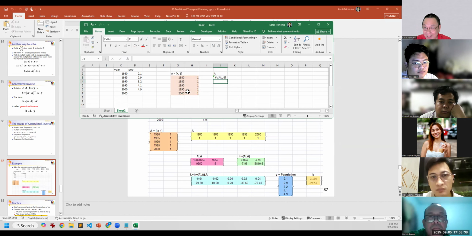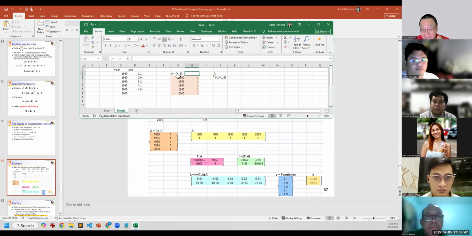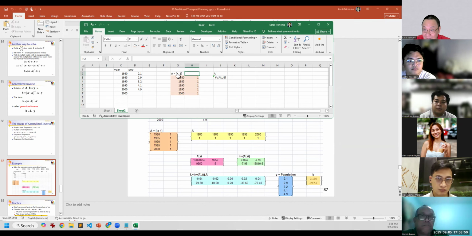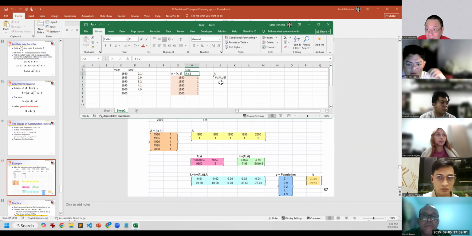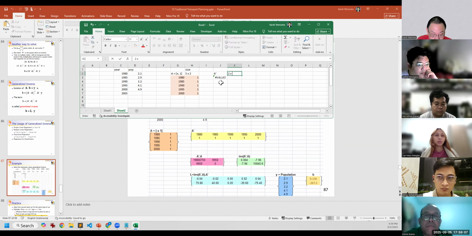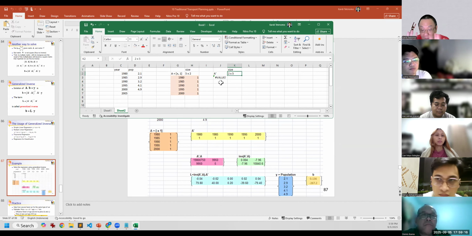No problem. Remember, what is the size of this matrix? When you deal with matrices, you need to know the size. The size is 1, 2, 3, 4, 5, so the size is 5 times 2. Right? So the size of the transpose is 2 times 5. Remember, if you don't know the size, you cannot solve.